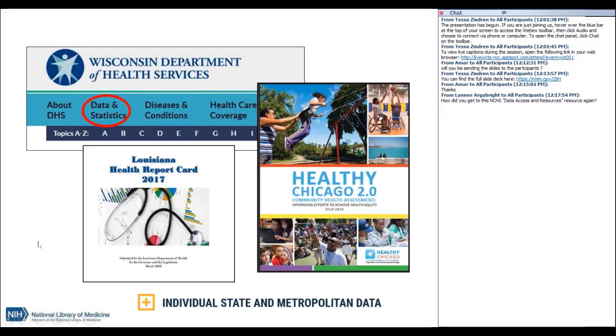And you can find links to some of those local data resources on PH Partners. There's a drop-down that's called Individual State and Metropolitan Data, and that will list out some different links for you to check out based on where you live or where you're interested in getting data for.